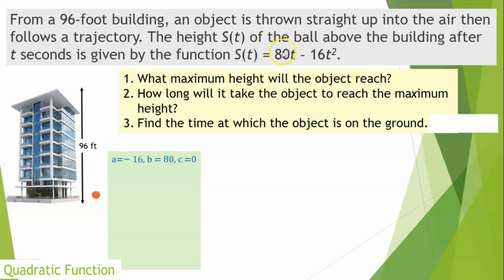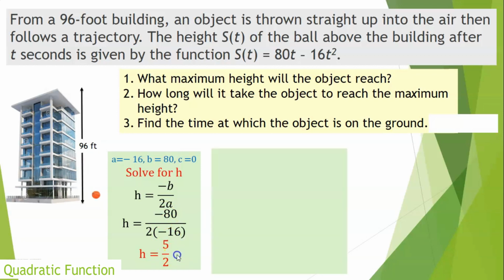Now take note, in this one, we can identify our A, B, C. Our A is negative 16, our B is 80, and our C is 0 because there's no constant. Let's identify the vertex using the other way of solving for H and K. Solve for H: negative B over 2A, so negative 80 over 2 times negative 16. Simplifying, this would be 80 divided by 32, or 5 halves.